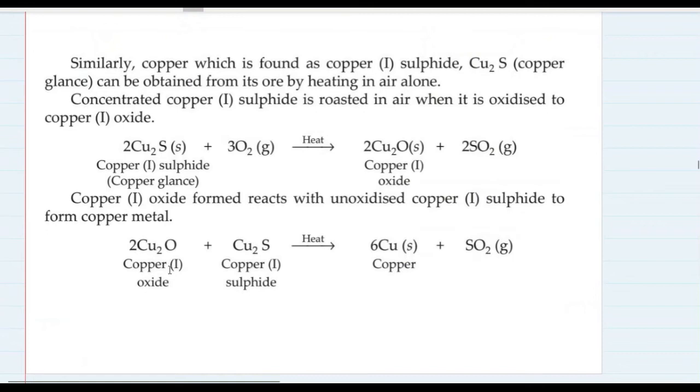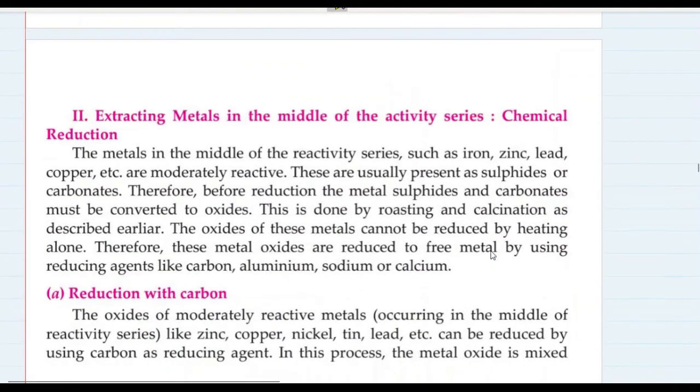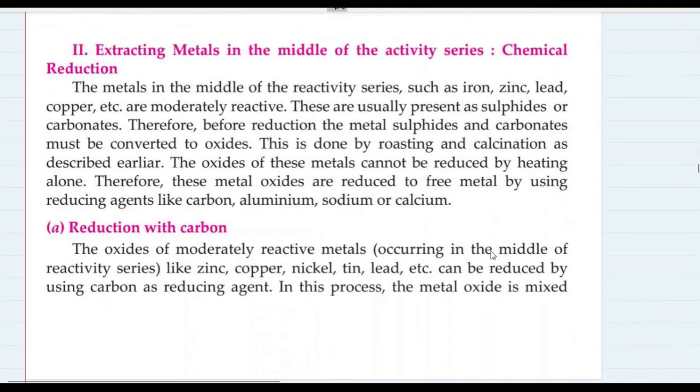If you have copper sulfide, copper glance, heat it in the presence of oxygen, roast it, you will get copper oxide. This copper oxide, when heated with more copper sulfide, gives you copper and sulfur dioxide. So you just keep heating it, and on heating you will get copper. Middle of the reactivity series, chemical reduction.